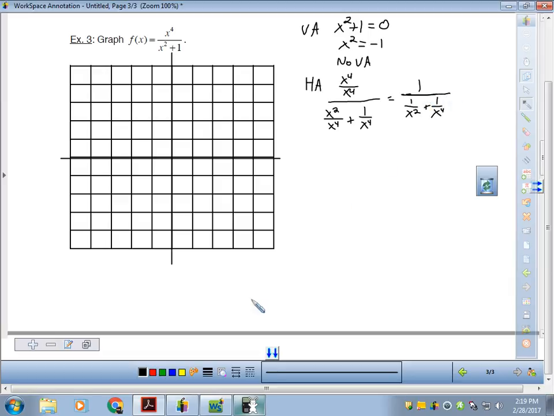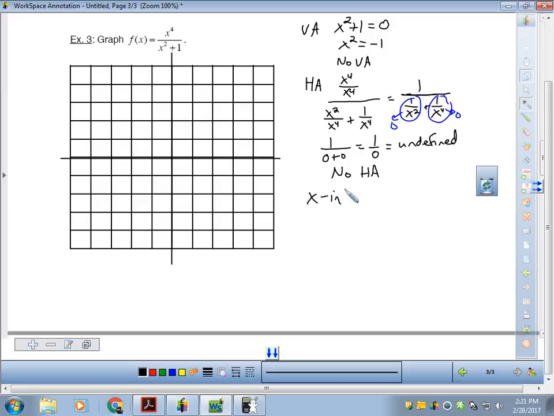These fractions that have x's still in the bottom go to 0. So this is going to go to 0. This one's going to go to 0. So I'm going to have 1 over 0 plus 0. So that's 1 over 0. That is undefined. Since it's undefined, that tells us we have no horizontal asymptote.